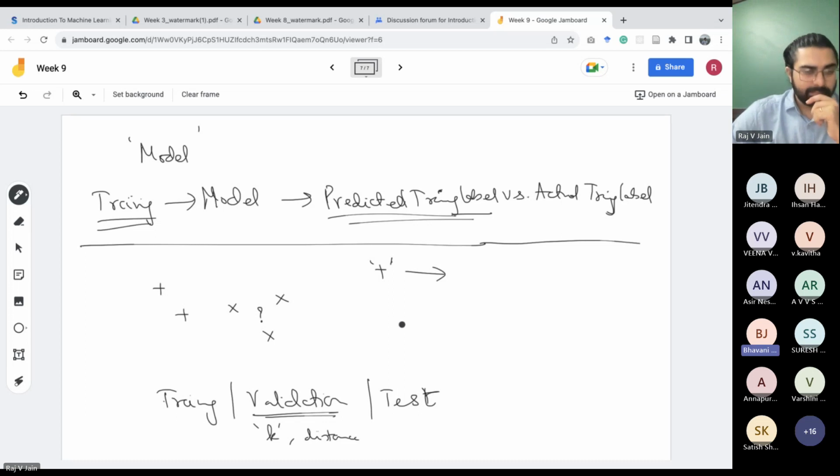Okay. I kind of understand there is actually not a training phase for parameter calculation, but still we need a training phase for computing the value of k, the optimal value of k. Correct, right, sir?